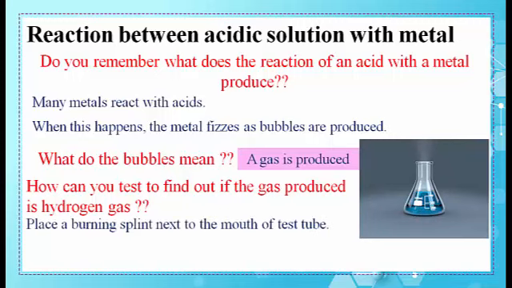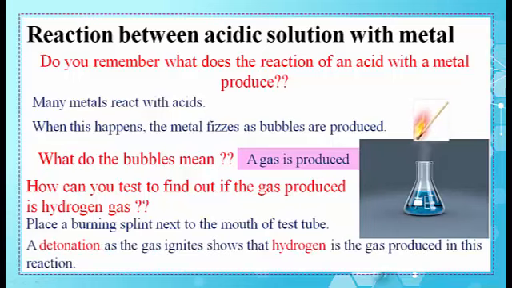It is easy. We can place a burning splint next to the mouth of the test tube. Now, if a detonation occurs, a detonation means a pop sound, as the gas ignites, this shows that hydrogen is the gas produced in this reaction.